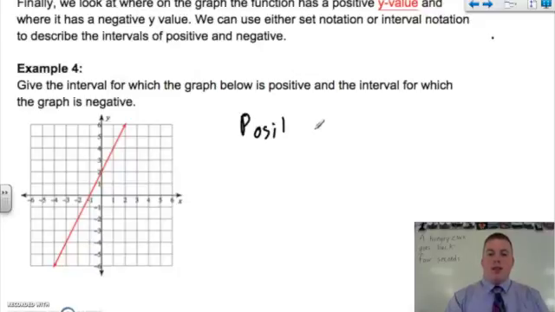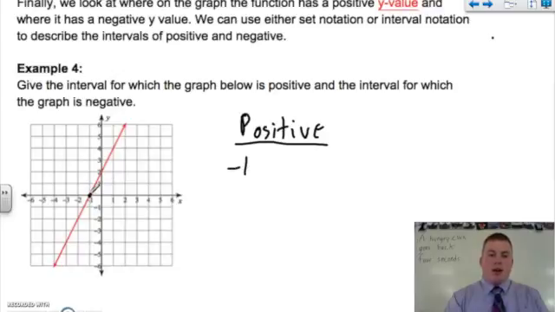So the key thing that we're going to look at here is where our x-intercept is. So right here is going to be where the x-intercept is. Everything that's above that is going to be positive, and everything below that's going to be negative. All right. Now, at the point where y is 0, it is neither positive or negative. It's neutral.